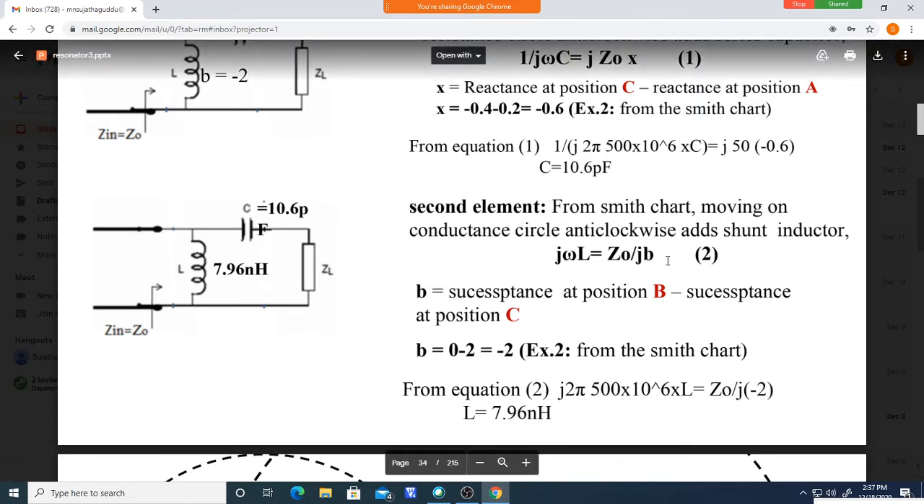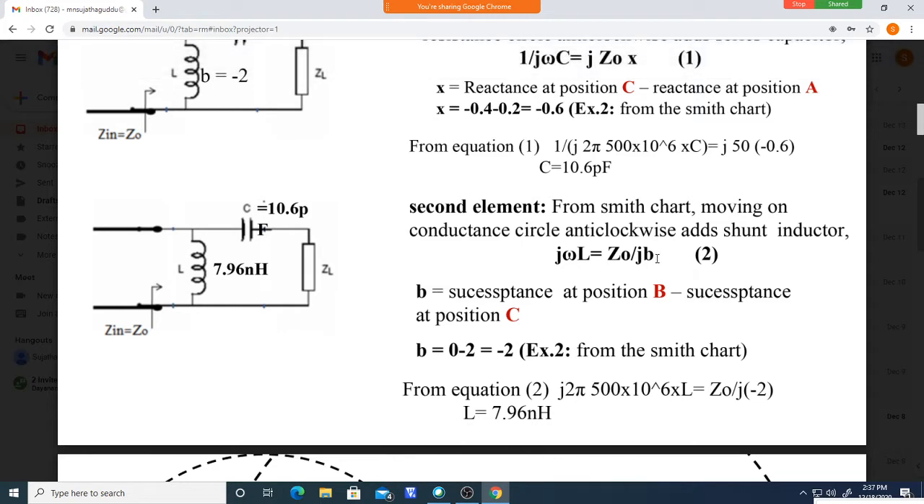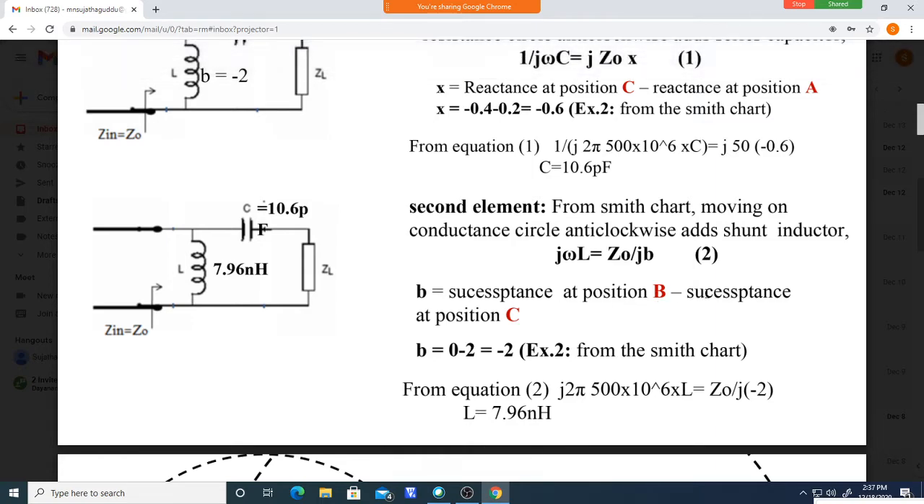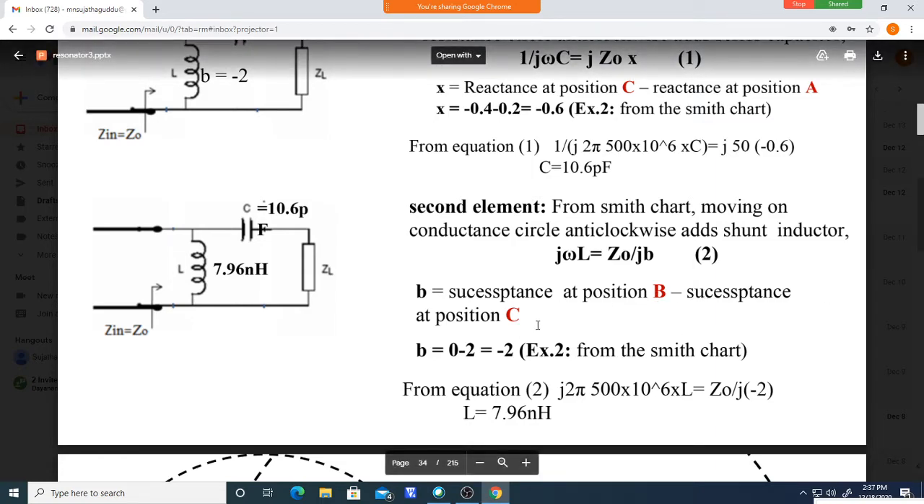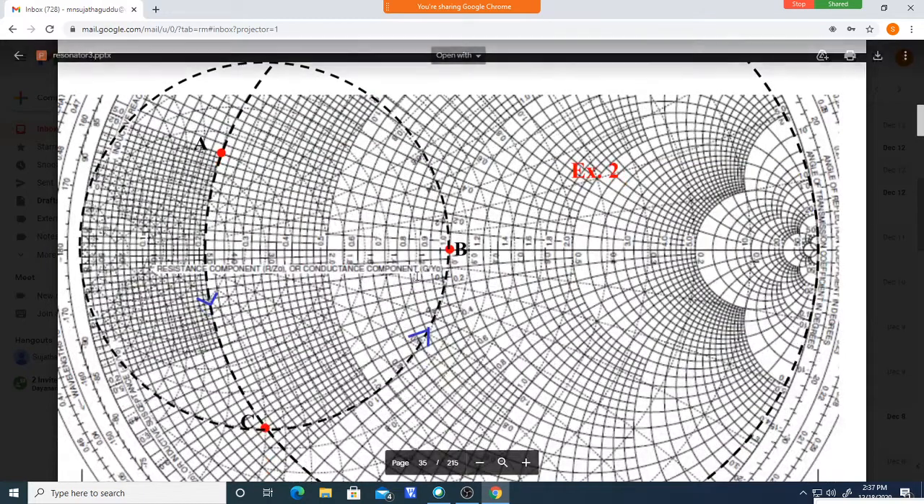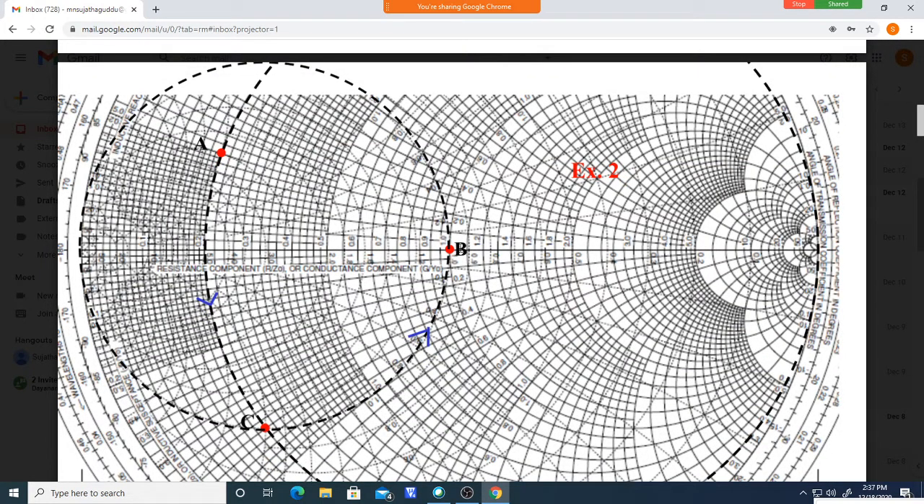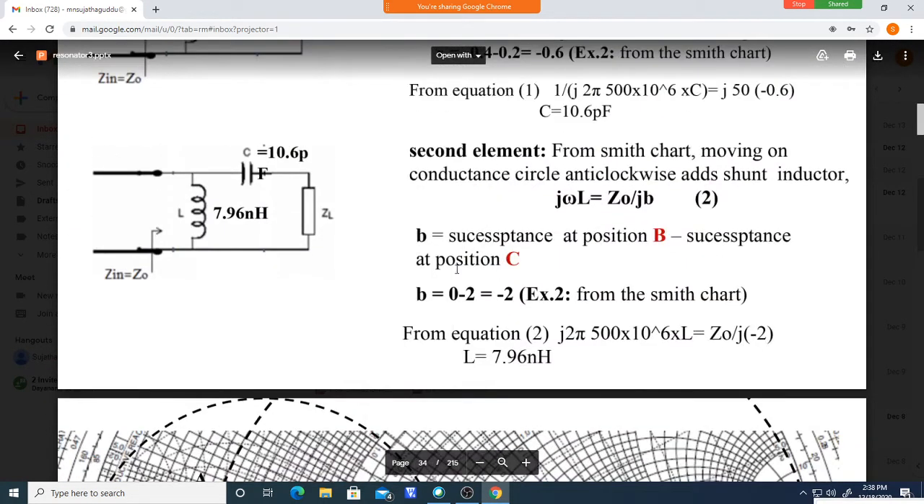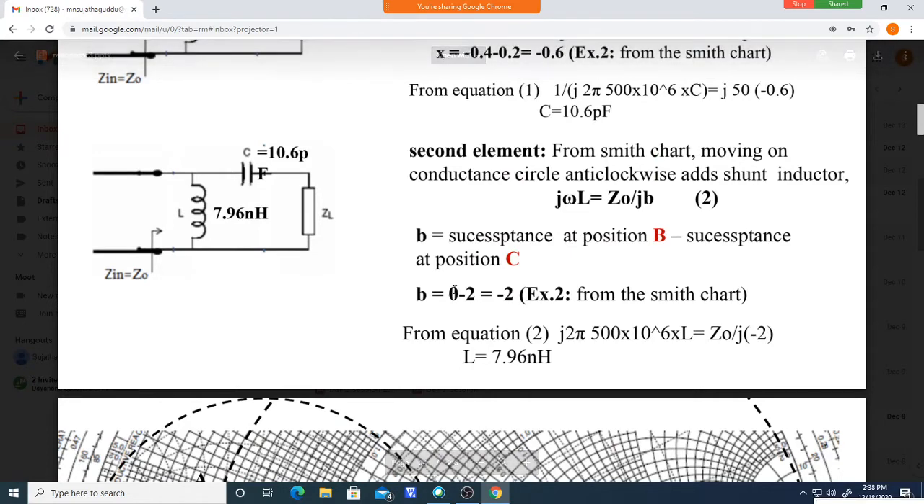So here you should find out the B value. What is the B value? It is susceptance at point B minus susceptance at point C. Susceptance at point B, you find out. What is the susceptance value here? That is 0 here actually. X or B, you take on this line. See, on this line it is 0. B value is 0 here. So susceptance at B is 0.